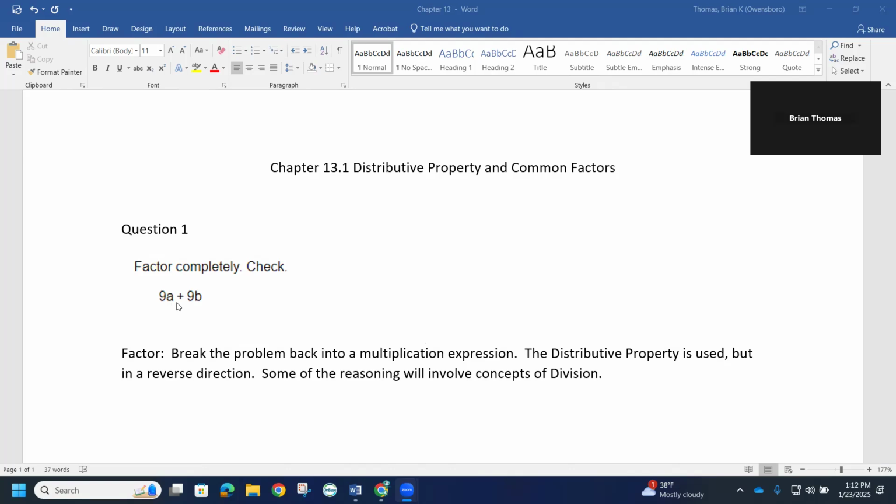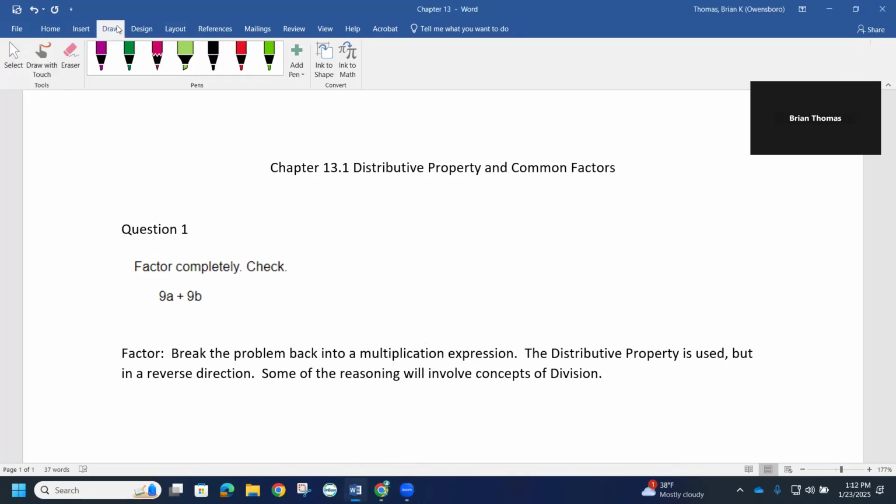We have a 9a and a 9b. What we're looking for is, do the 9a and 9b have a common factor? Well, notice how they both have a 9 in common. The common factor, a lot of times we call the GCF. The GCF stands for greatest common factor. We want to be using that concept. So notice how these two terms both have a 9 in common. So the GCF in this problem is a 9.